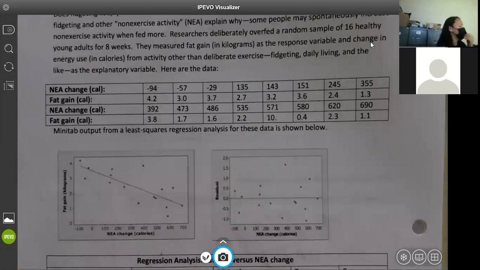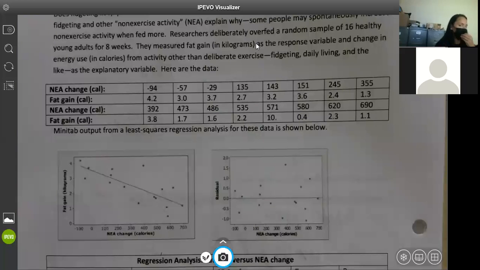All right, we're on the check your understanding. Does fidgeting keep you slim? Some people don't gain weight even when they overeat. Perhaps fidgeting and other non-exercise activity, or NEA, explain why. Some people may spontaneously increase non-exercise activity when fed more. Researchers deliberately overfed a random sample of 16 healthy young adults for 8 weeks. They measured fat gain in kilograms as the response variable and change in energy use in calories from activity other than deliberate exercise, fidgeting, daily living, and the like as the explanatory variable.